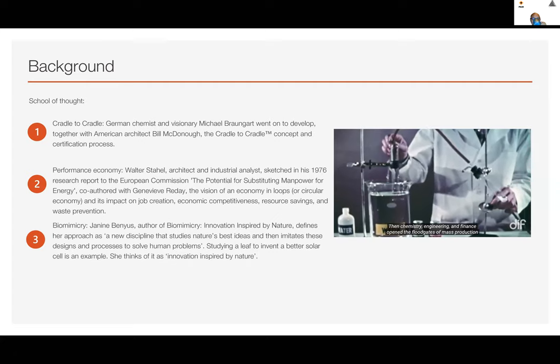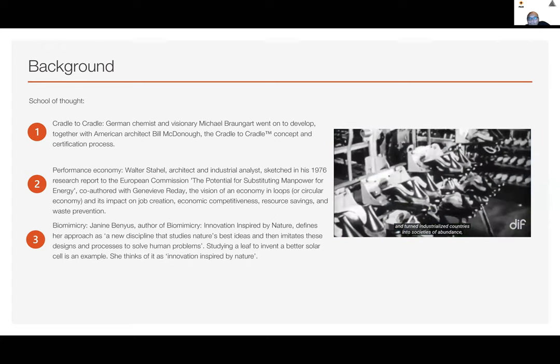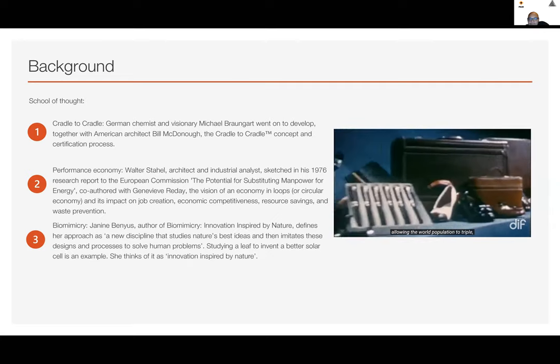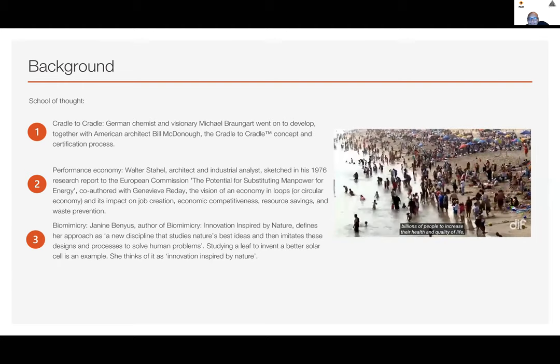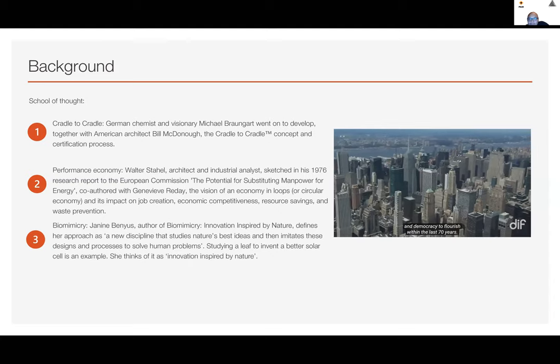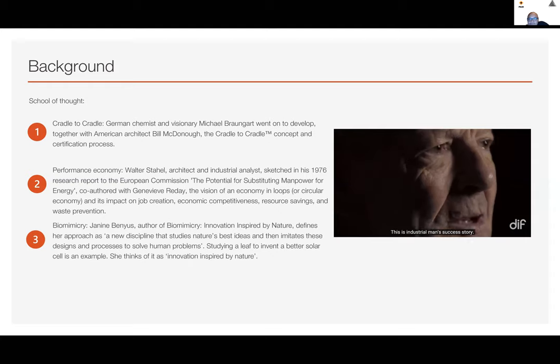Then chemistry, engineering, and finance opened the floodgates of mass production and turned industrialized countries into societies of abundance, allowing the world population to triple, billions of people to increase their health and quality of life, and democracy to flourish within the last 70 years. This is industrial man's success story.